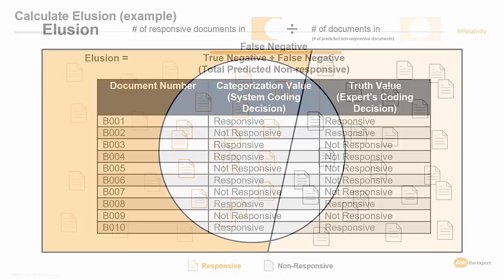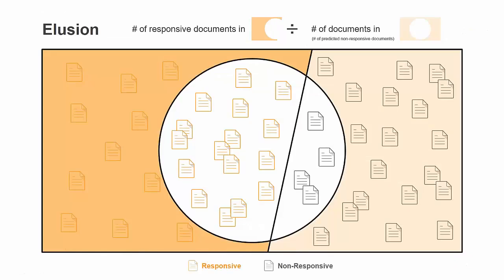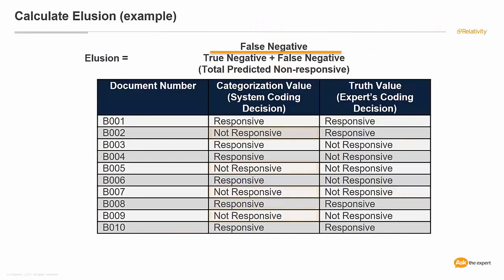But generally speaking, your elusion rate will be in the single digits if you're doing a good job. I will say that very much depends on the richness of the collection, so how many responsive documents are out there. If there's very few responsives, it's easy to get a good elusion rate. If there's very many, it's harder. So elusion, like recall, you have to consider your responsive rate when you're trying to interpret how good you did.